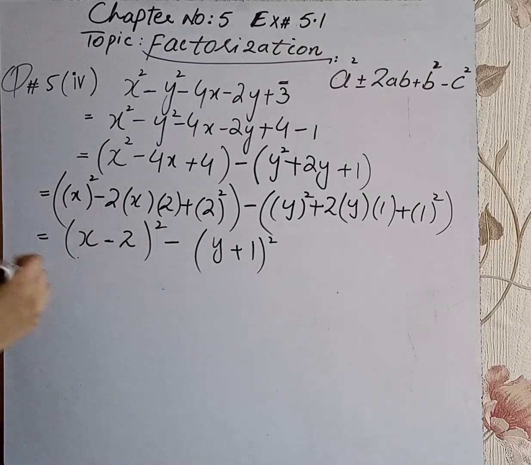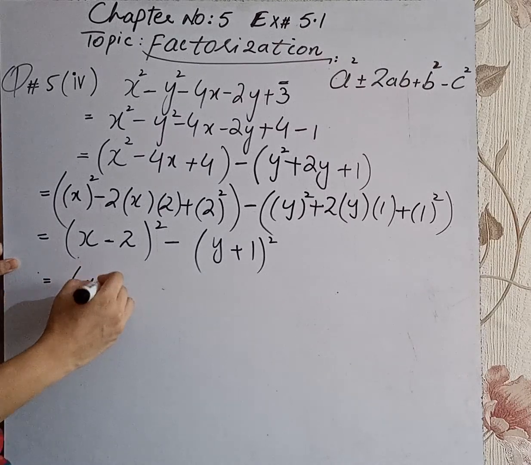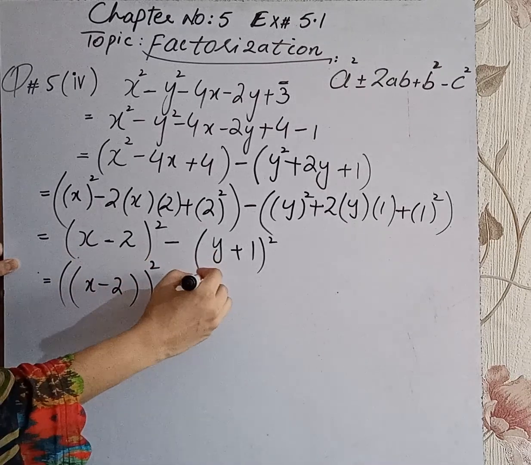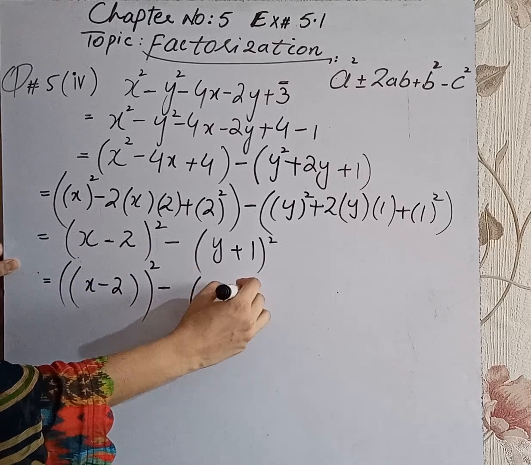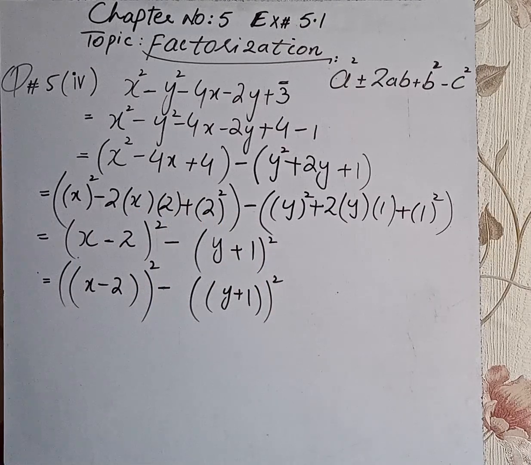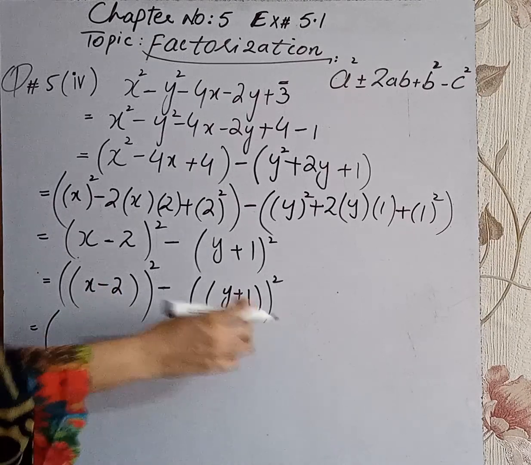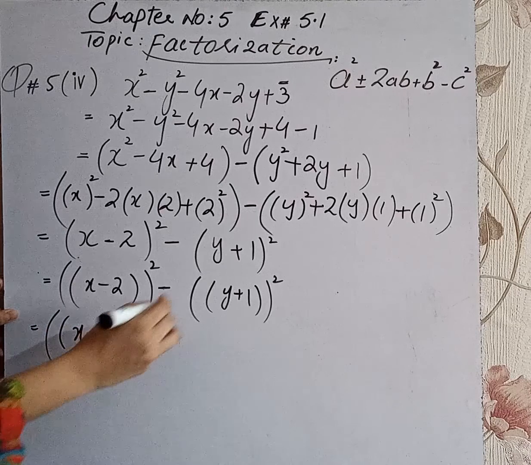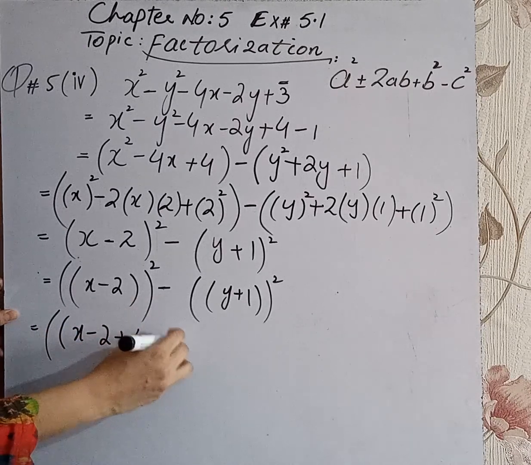So (x minus 2) square is the square of x minus 2, and (y plus 1) square is the square of y plus 1. So this is a squared minus b squared. They both are perfect squares, so we'll use the formula of (a plus b) into (a minus b). Now we have to judge what is a: x minus 2. What is b: y plus 1. I will write here a, x minus 2, plus b, y plus 1.